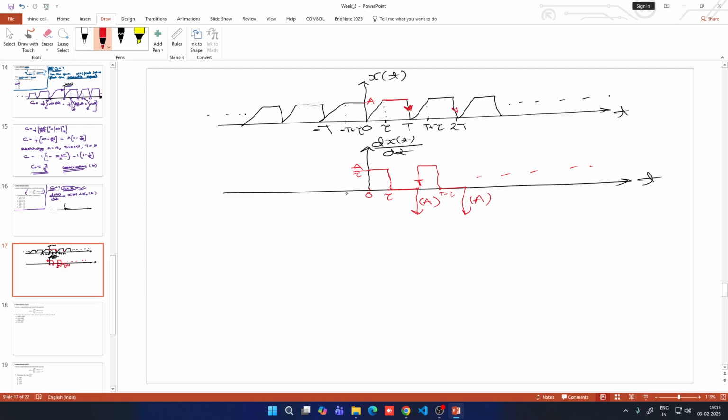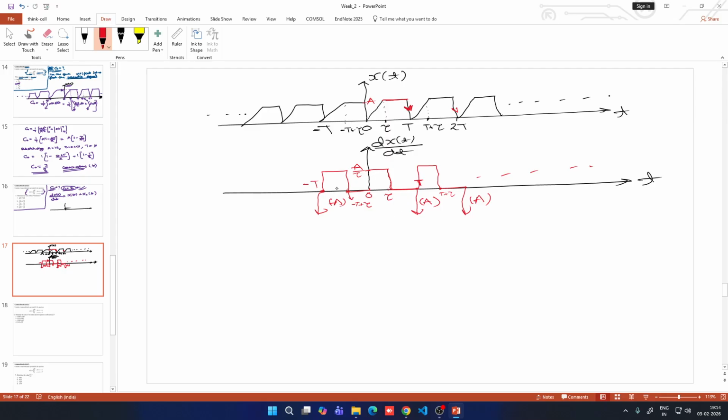Similarly in the negative t direction, the same thing will be repeating. Till here it is 0, then after this till here there is a slope, and at minus T there will be this impulse of A. So this point is minus T, and this point is minus T plus tau. So here this is our differentiation of x of t.